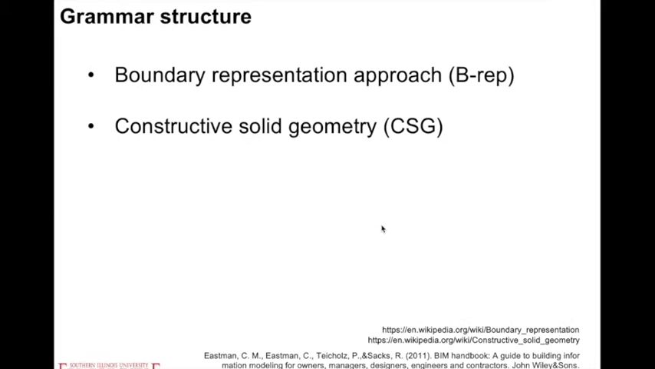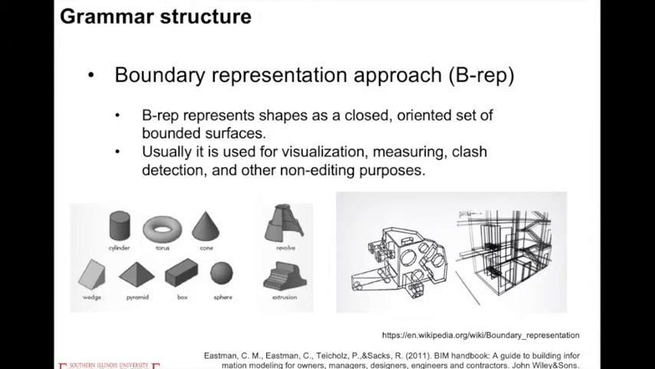Okay. Now, next let's talk about the grammar structure. We use two typical or representative approaches to give you some basic prerequisite knowledge: the boundary representation approach and the constructive solid geometry approach, CSG. So the B-Rep method represents the shapes as a closed, oriented set of bounded surfaces. Usually it is used for visualization, measuring, clash detection, and other non-editing purposes.